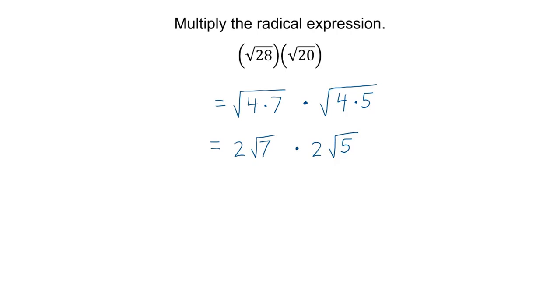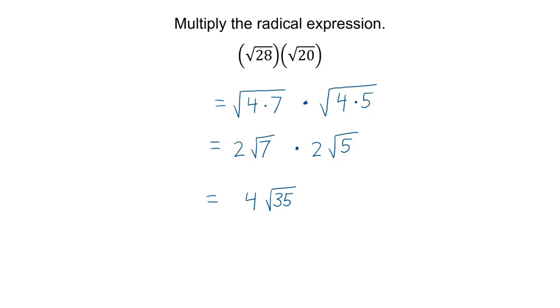Now that we've simplified each of these radicals, let's go ahead and multiply. Outside times outside, inside times inside. That gives us 4 times the square root of 35. And 4 times the square root of 35 is a fully simplified radical expression.